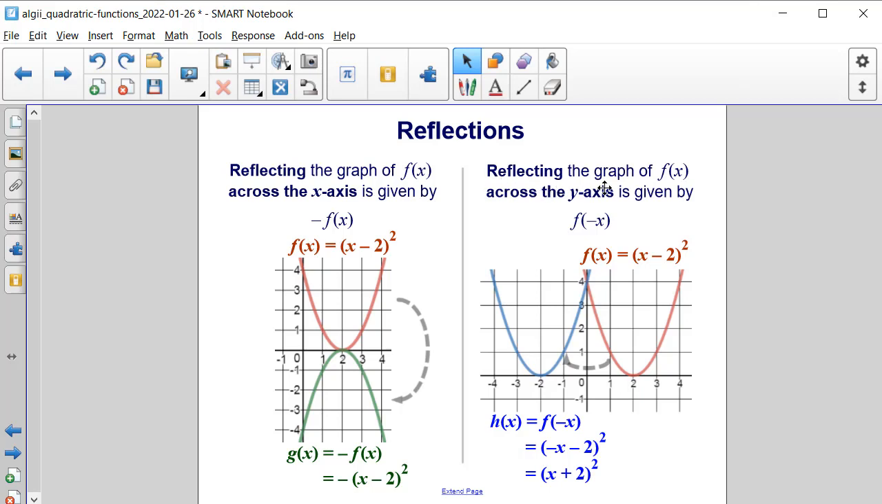And then if we're reflecting across the y-axis, it is given by f of negative x. So again, if f of x is equal to the quantity x minus 2 squared, and we reflect it over the y-axis, we put a negative only in front of the x. So it's negative x minus 2, in parentheses, squared, which is equal to x plus 2 quantity squared.